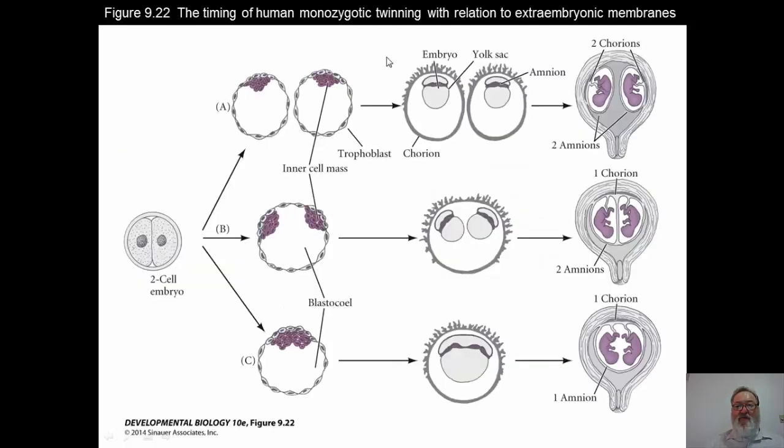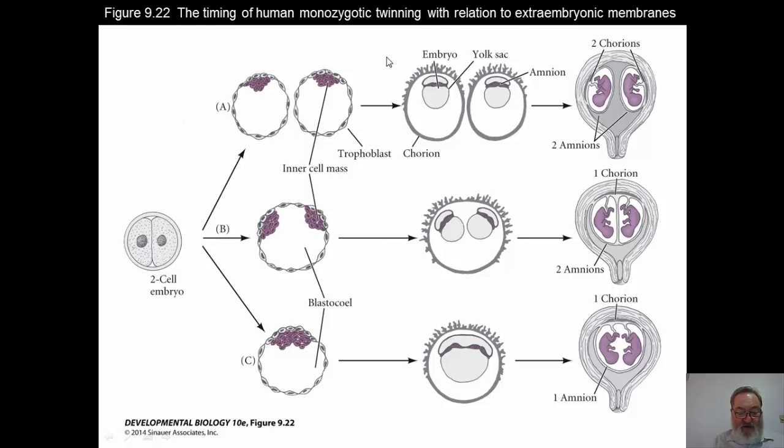Let's now talk briefly about twinning. The early cells of the mammalian embryo can replace each other and compensate for a missing cell. The regulative ability was first demonstrated when one cell in a 2-cell rabbit embryo was destroyed and a totally normal rabbit embryo was produced. The regulative capacity of the early embryo is also seen in humans.